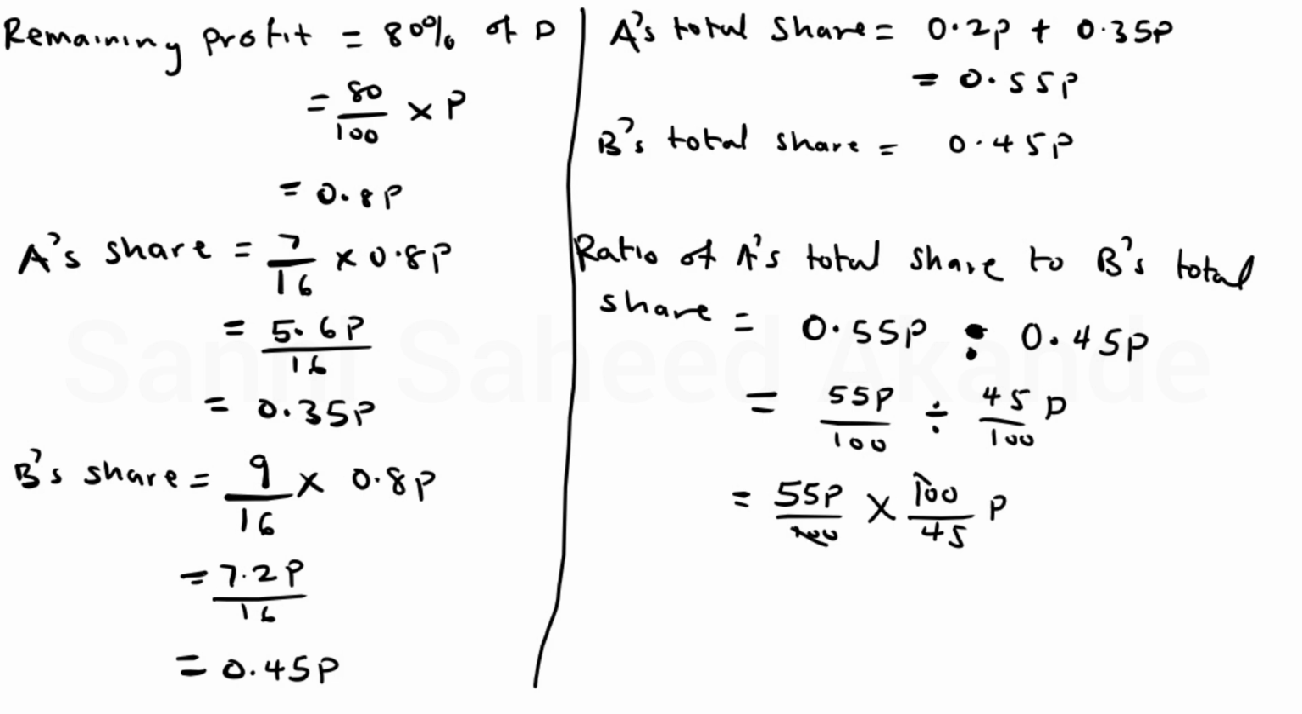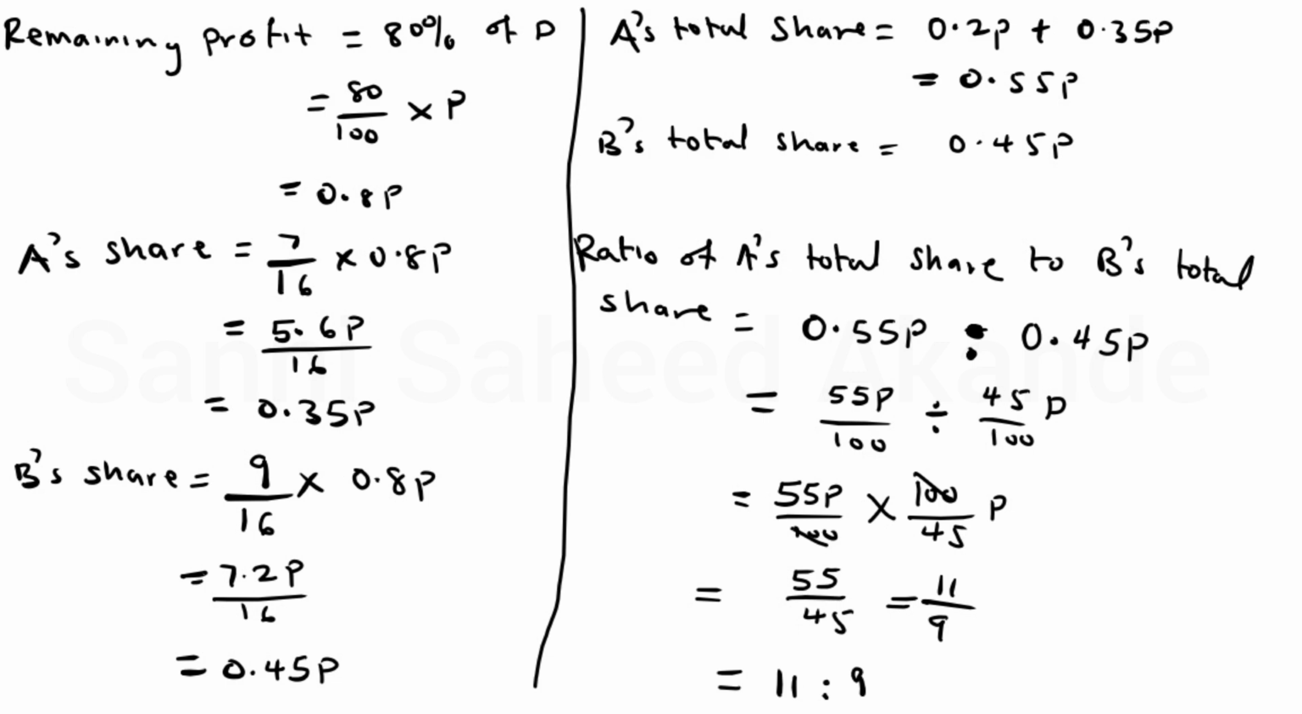Removing the p, the p will also cancel p, and you now have 55 divided by 45 left. When you divide this, 5 in 55 is 11, 5 in 45 is 9, so the ratio will now be equal to 11:9.